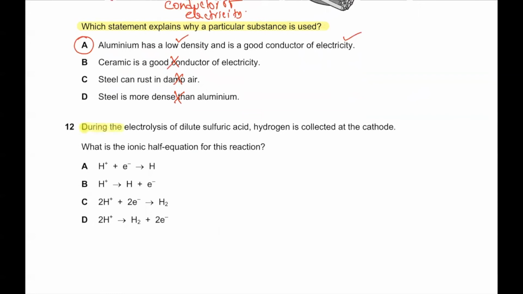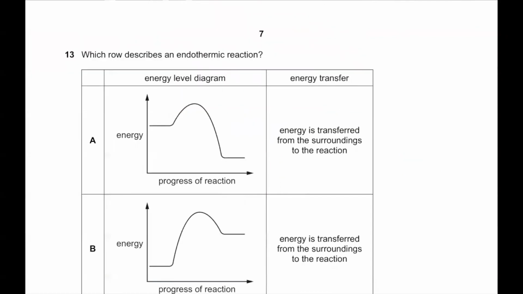Question number 12, during the electrolysis of dilute sulfuric acid, hydrogen is collected at the cathode. What is the ionic equation, half equation for this reaction? Now we know that if we want to produce hydrogen, we have to have hydrogen ion which accepts electron and produces hydrogen. Now to balance this, we can put a 2, 2, and then it balances up itself. All right, so 2H+ + 2e- producing H2 should be the correct answer. Question number 12, C.